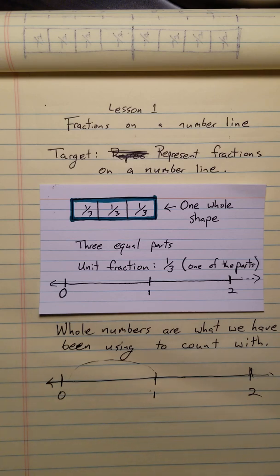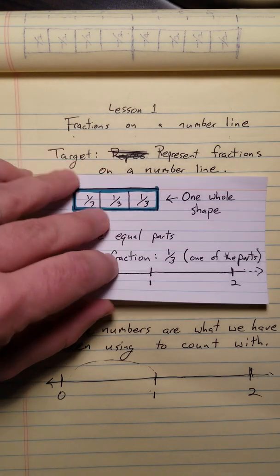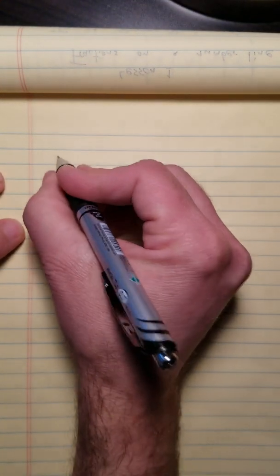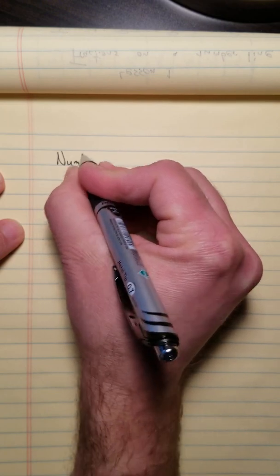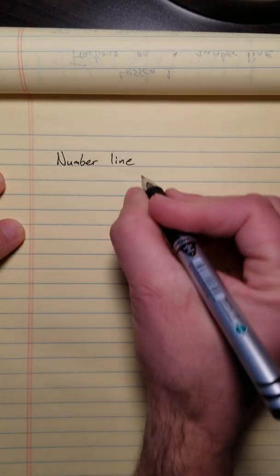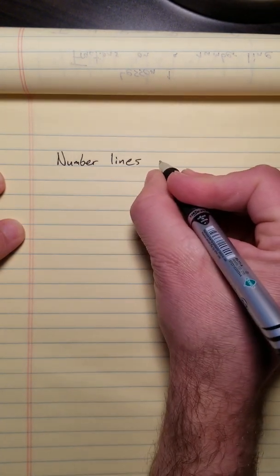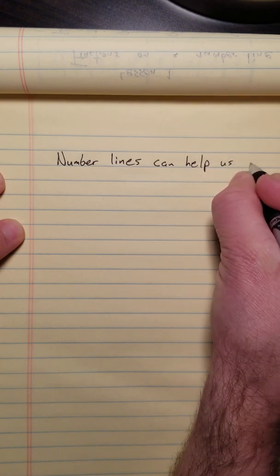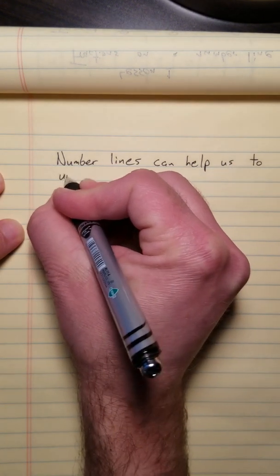Now, students, number lines can help us to understand fractions. Get a fresh page. They can help us to count. They can help us to add and subtract too. Number lines can help us to understand fractions.